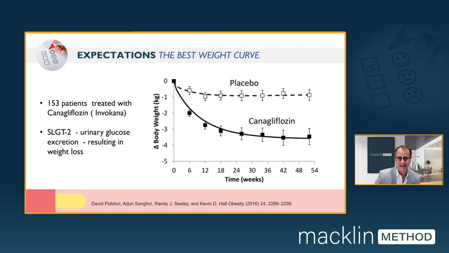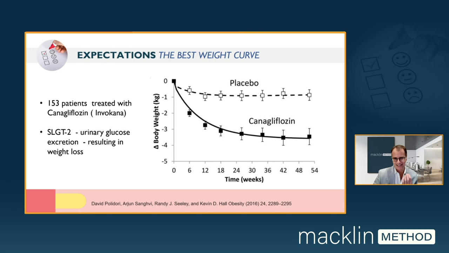Here's a clinical trial by both Randy Seeley and Kevin Hall, furthering this point of appetite increase in response to losses of weight or adiposity. Here, a clinical trial of 153 patients that were treated with Invokana. The SGLT2 urinary glucose excretion results in weight loss, some 300 or so calories each day that the patient is spilling. And we see in this graph that because of the calorie deficit, there is this weight loss, a change in body weight, somewhere on the order of, over a year, 3 to 4 kilograms of weight loss compared to placebo.